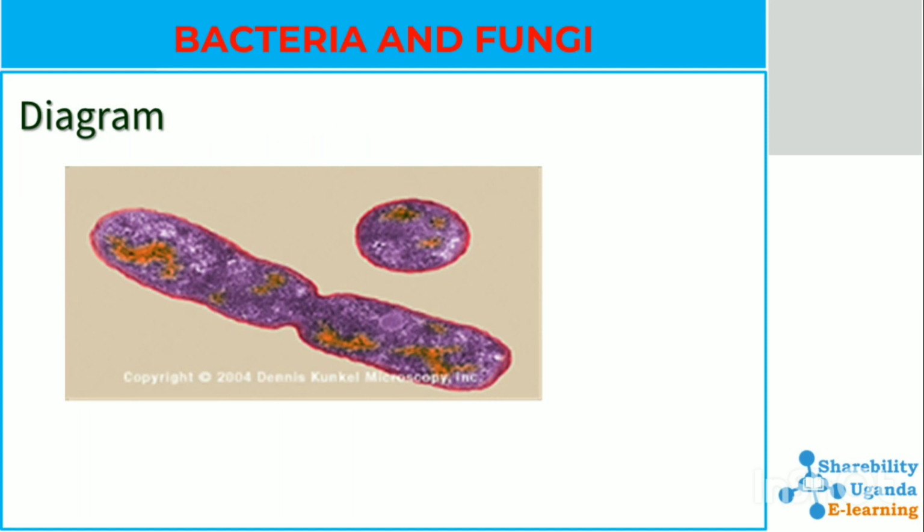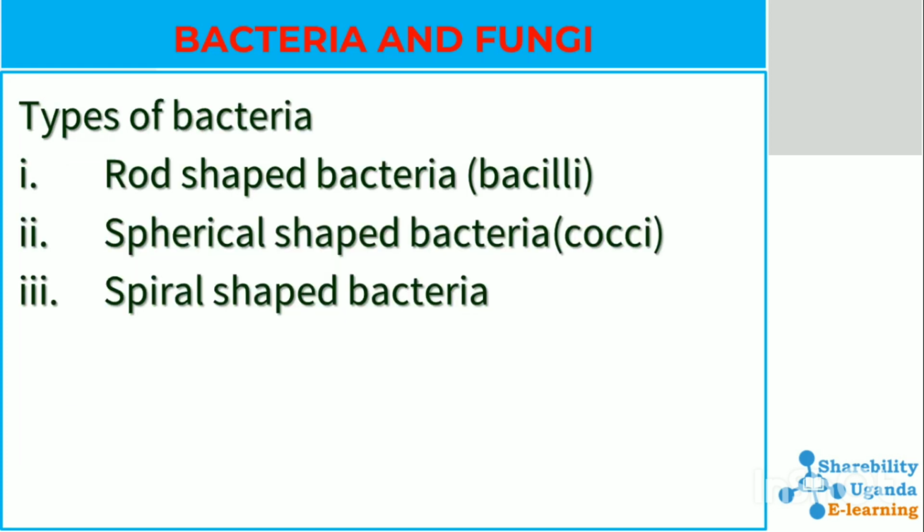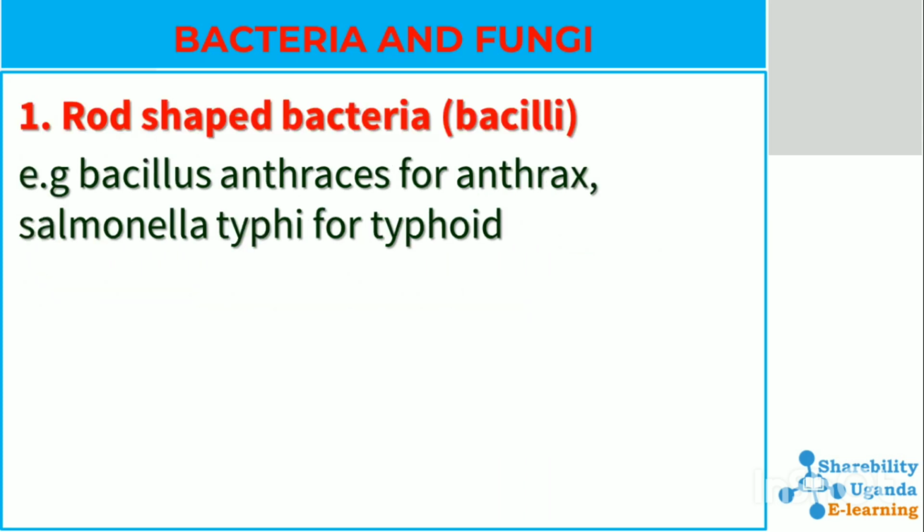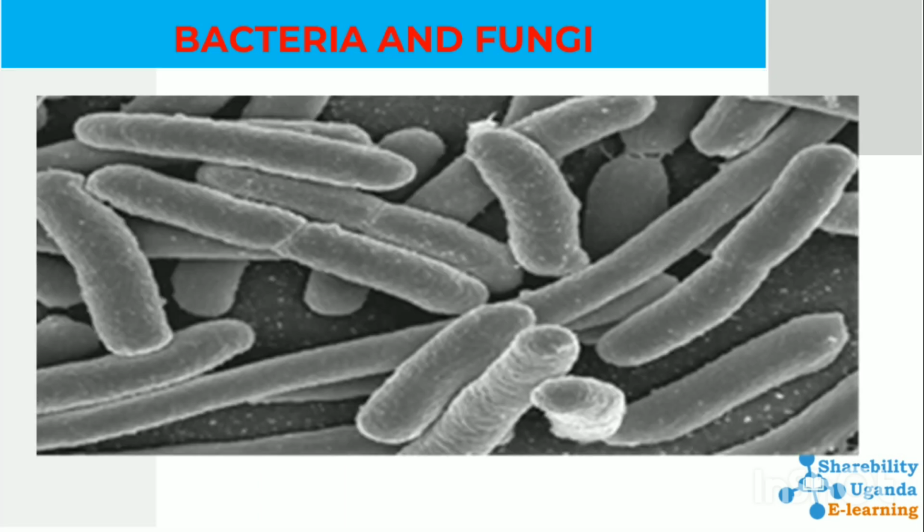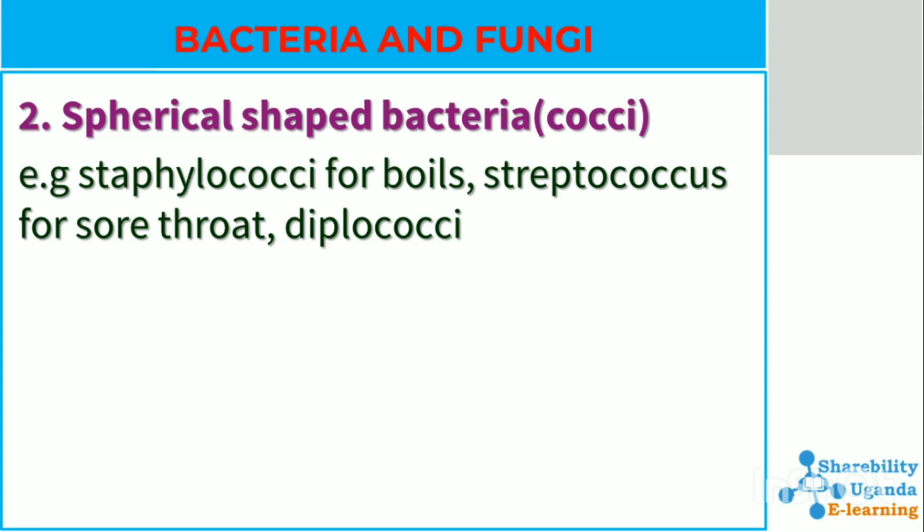In the picture is a diagram of a bacteria, or how they look. Types of bacteria: we have rod-shaped bacteria, spherical-shaped bacteria, and spiral-shaped bacteria. Under rod-shaped bacteria, we have examples like Bacillus anthracis for anthrax, and Salmonella typhi for typhoid. This is how the rod-shaped bacteria looks.